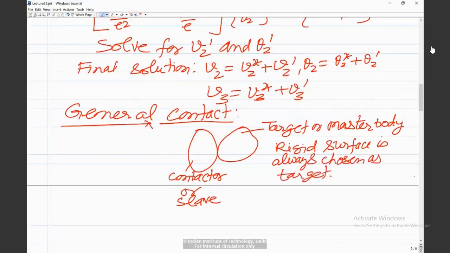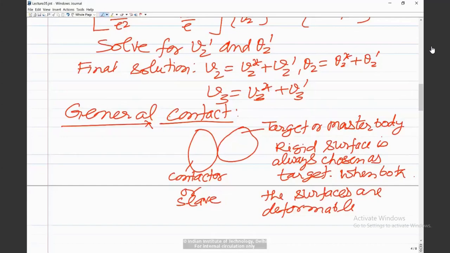And if both the surfaces are deformable, then the choice is arbitrary. You can assign any one body as target and the other body as contactor. The choice is arbitrary.